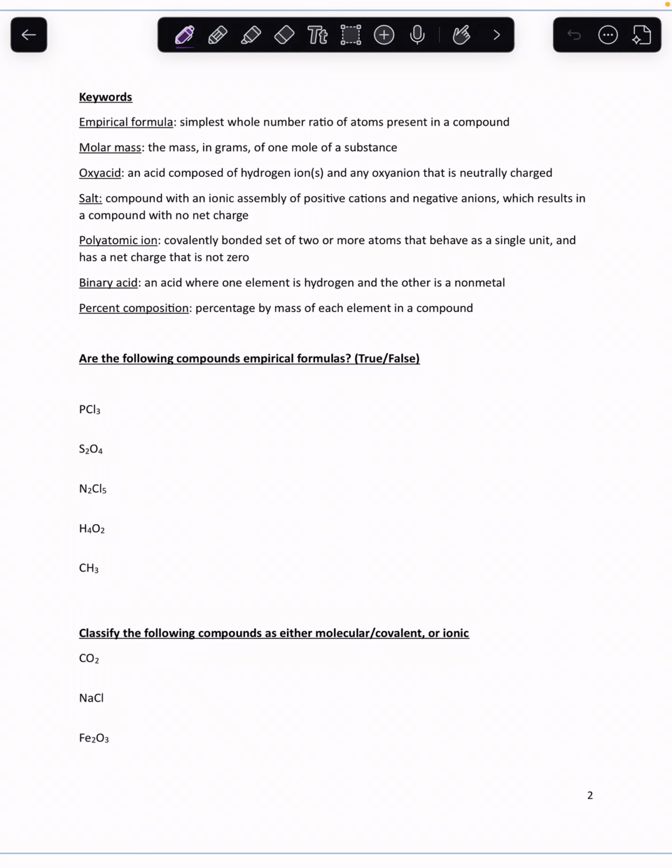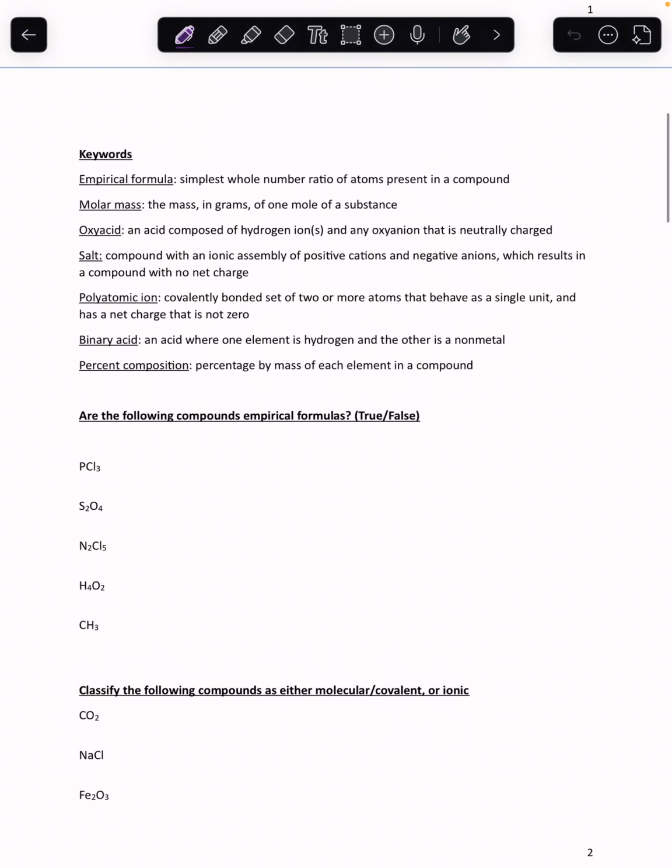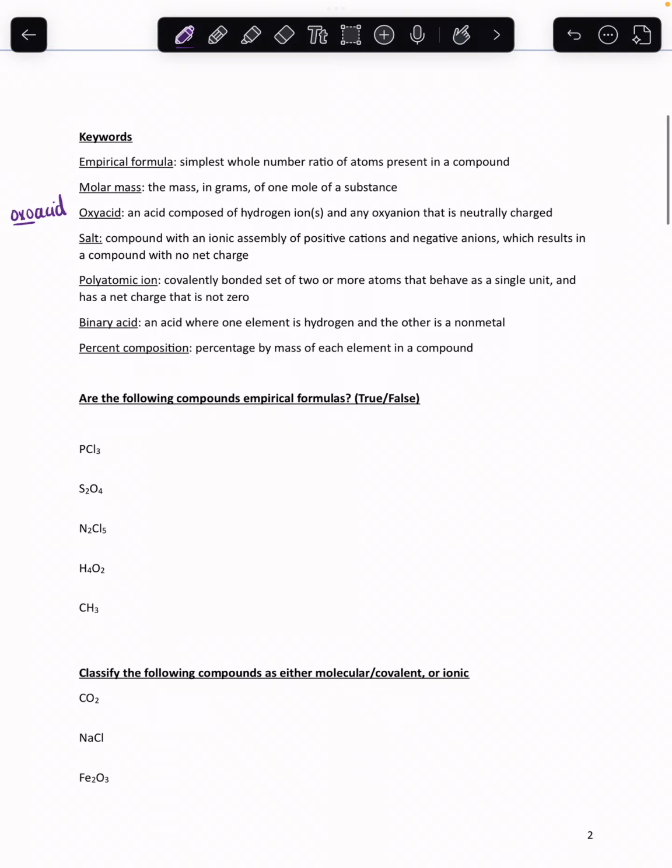So we're going to start off here. I'll stick with purple. The first section of the exam is going to be some matching keywords. You've had these before. I have picked out the keywords that I personally think are important. So we have empirical formula, molar mass, oxyacid, which could also appear as oxoacid. Oxo means the same thing. Salt, polyatomic ion, binary acid, and percent composition. So, know these definitions. You should be good on that section.